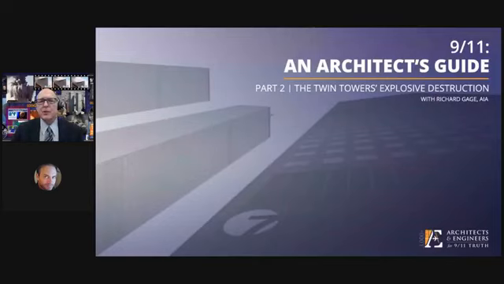I'm Richard Gage, member of the American Institute of Architects and founder of Architects and Engineers for 9/11 Truth. We're a 501c3 nonprofit organization representing now more than 3,000 architects and engineers signed on to the petition demanding a new investigation into the destruction of all three World Trade Center skyscrapers on 9/11.